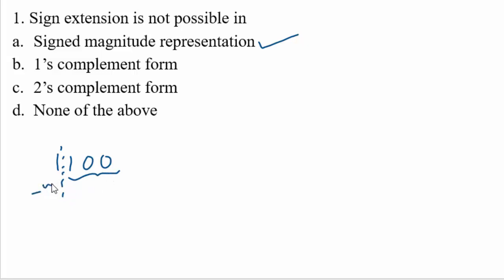1 means it is a negative number. 100 means, in 8421 code, the value is 4. Let me go for sign extension. At that time my data will be 11100. So 1 means it is a negative number, 1100 means it is 12. So minus 4 is not equal to minus 12. So sign extension is not possible in the case of sign magnitude representation.